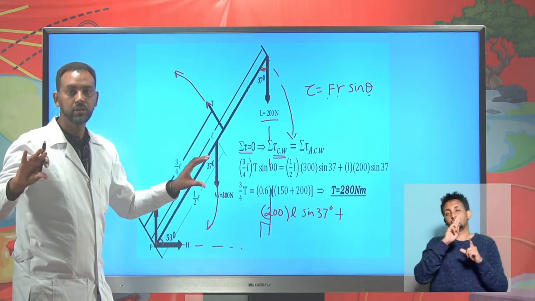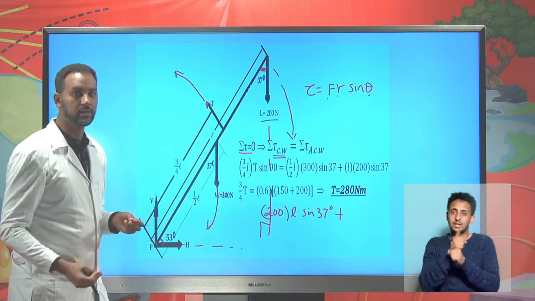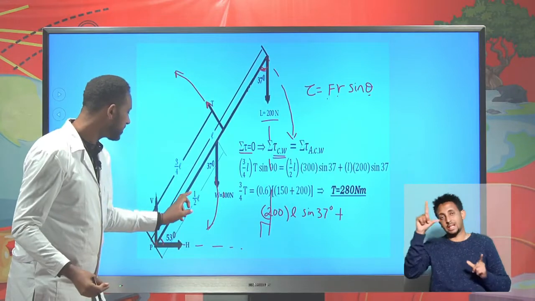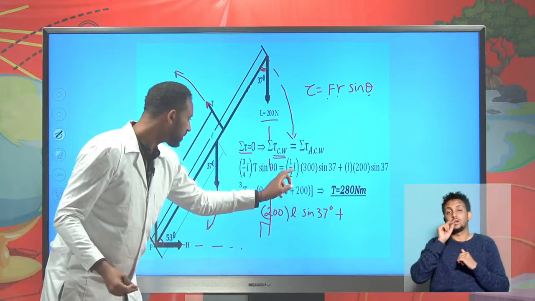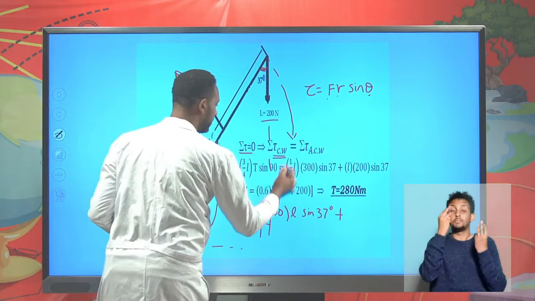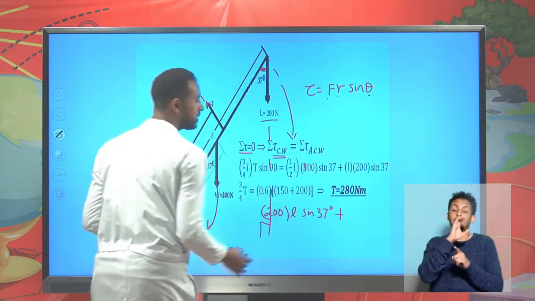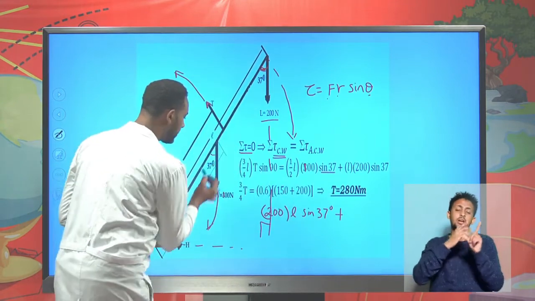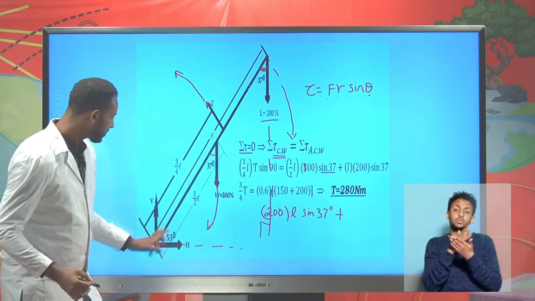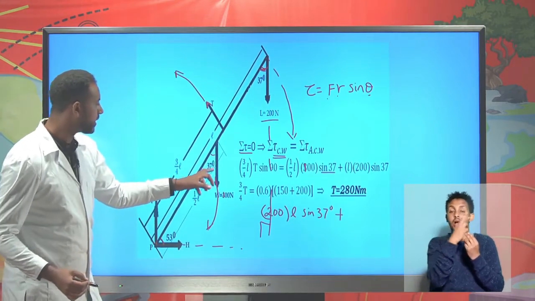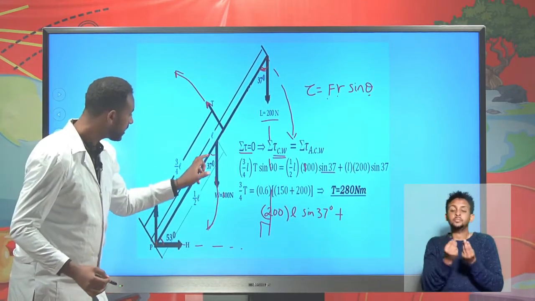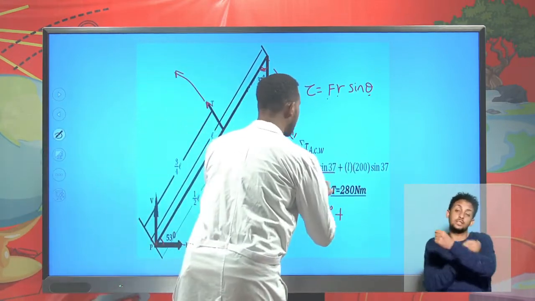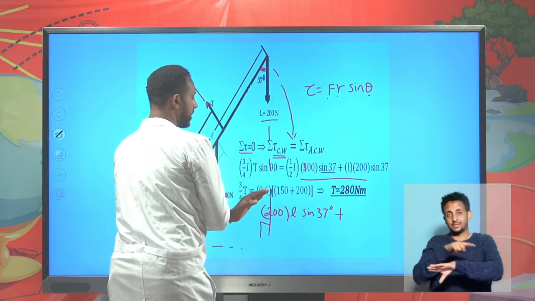For a uniform rigid body, the weight is exactly found at the center. So we can multiply the weight times the length, 1 over 2 L, and the weight of the bar is actually 100 Newton. So 100 Newton times, again, the angle between the moment arm and the force, which is the weight of the bar, is 37 degree. Again, we can use 37 degree. So these are the forces which are acting clockwise.